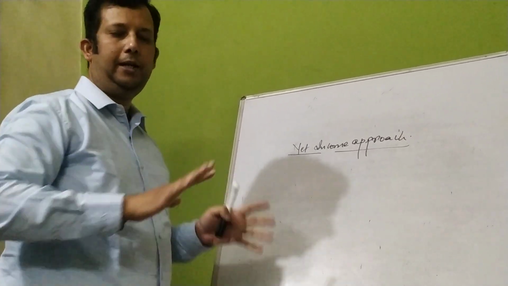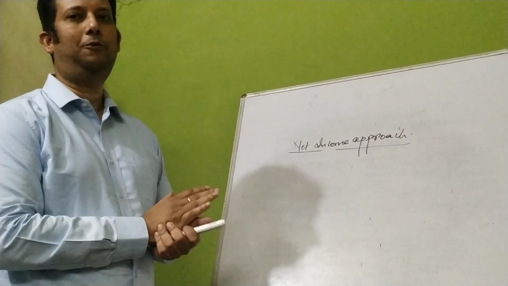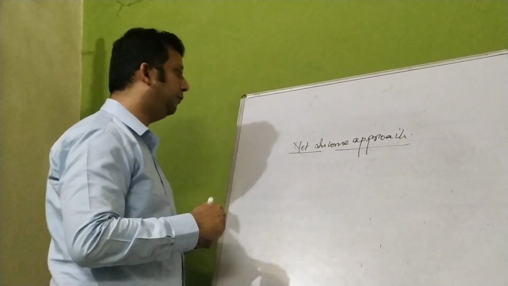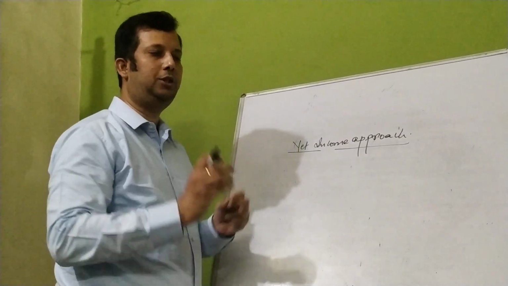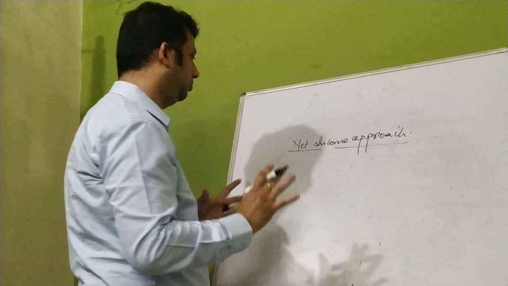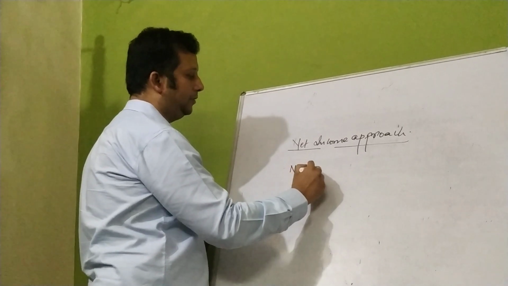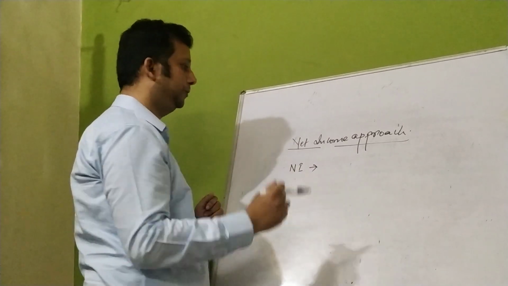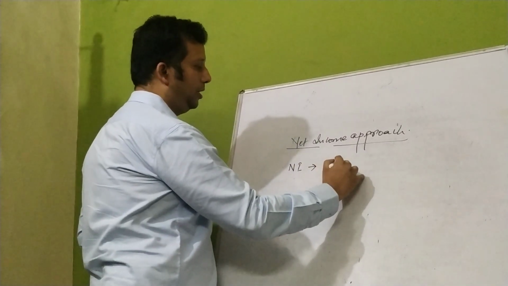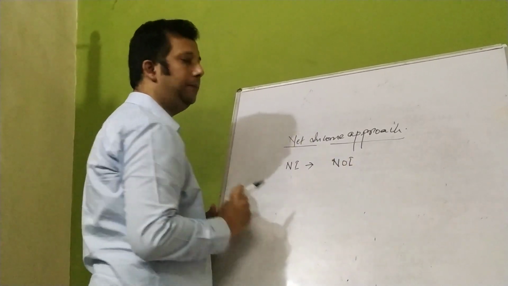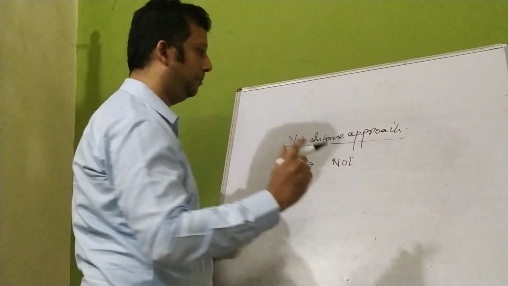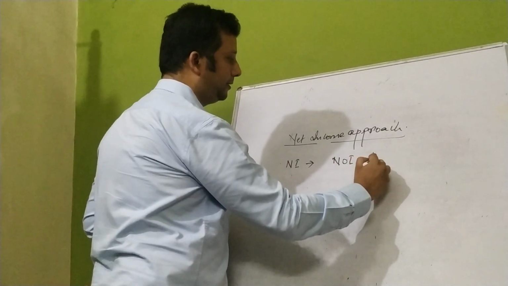This approach is very easy, provided you mug up a formula. So first of all, in the net income approach, you just have to very blindly mug up this formula. First of all, we will calculate NI. NI stands for net income. So NI is equal to NOI, NOI means net operating income, minus interest.